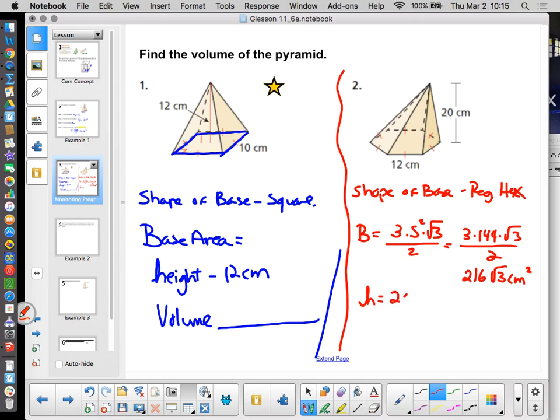My height is clearly given at 20 centimeters. So my volume is 216 root 3 times 20 divided by 3. And 216 divided by 3 times 20 is 1,440 root 3 centimeters cubed. And we can keep that one in exact terms of root 3. There's no decimals involved, so we don't need to approximate the square root of 3. We can be precise. Okay? So there's our volume.